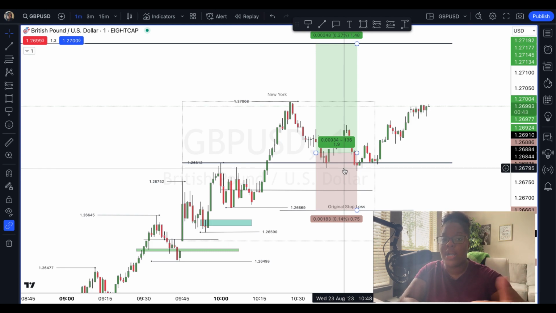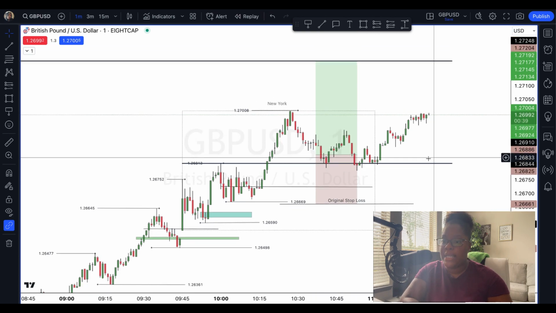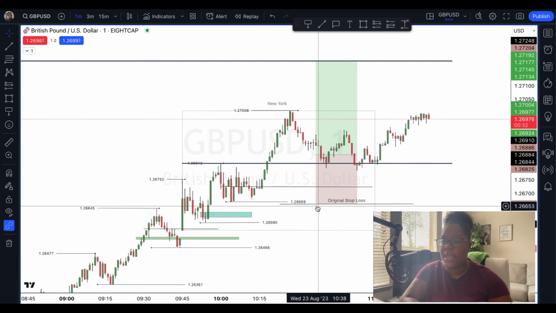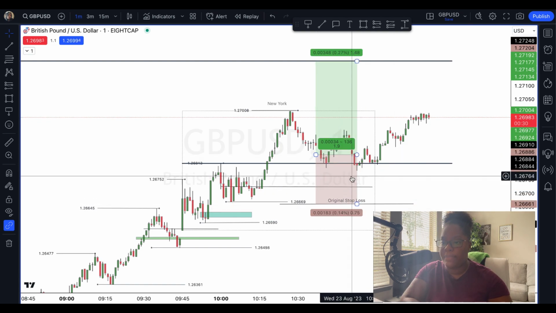Offense is me getting to the trade. Defense is me protecting what I've already done. And so I end up saying, hey, if price puts me back into the positive, I'm going to move this trade up to break even. And that's why I have original stop loss here.